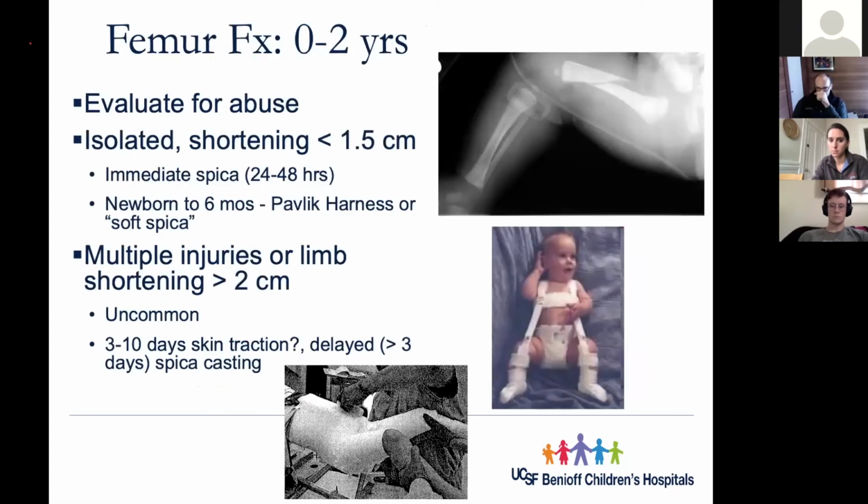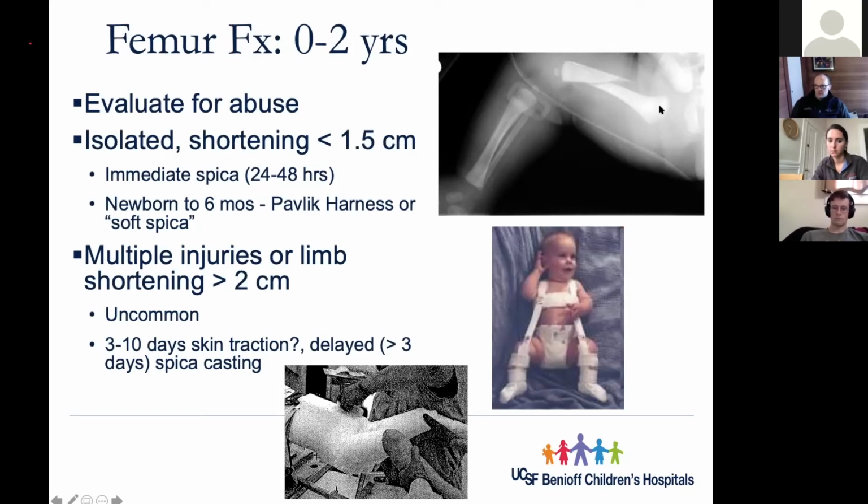So spica casting, or excuse me, Pavlik harness right here, again for the 0 to 6 months old, is a great method of treatment. The first couple of days they're having some discomfort, but generally pretty quickly as that callus develops, they wind up not needing anything more. So you can see the little buckle right here is the Pavlik harness on, and it just sort of holds the leg out in an abducted, flexed position, which is generally what the femur needs for just gross alignment.